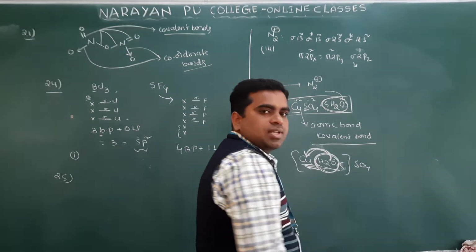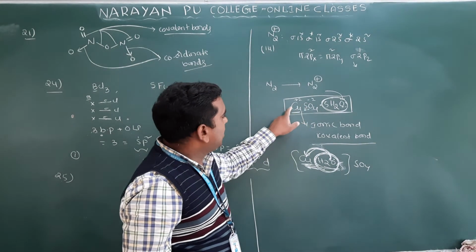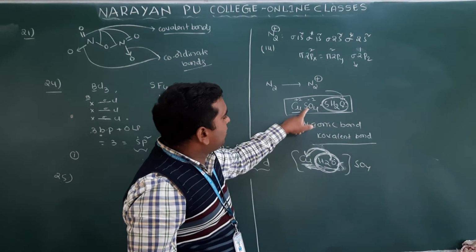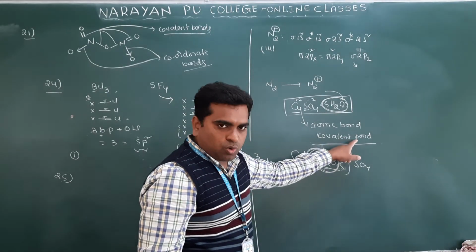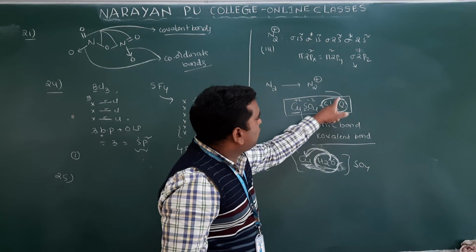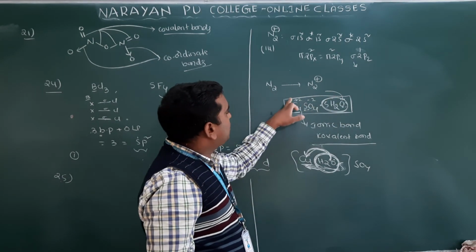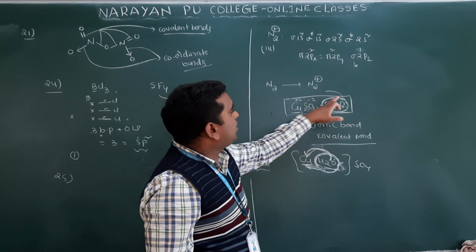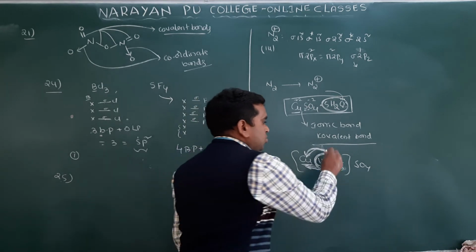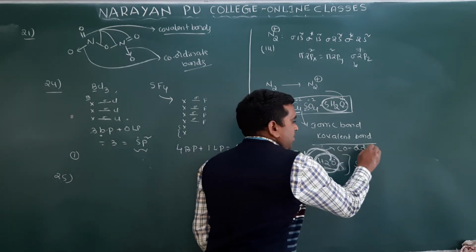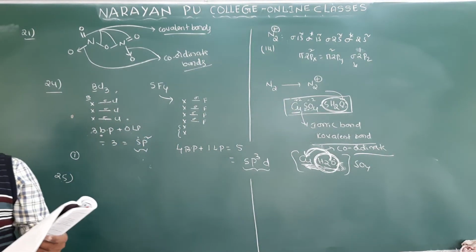So that we will study in the second year. But how many types of bonds are there here? One is the ionic bond, between copper and sulfate, metal and non-metal. If you take the bond between sulfur and oxygen, non-metals, it is a covalent bond. And the water molecule makes a bond with copper by donating its pair of electrons. If a bond is formed by donation of a pair of electrons, we call it a coordinate bond. So totally there are 3 types of bonds. So your answer should be option 4.